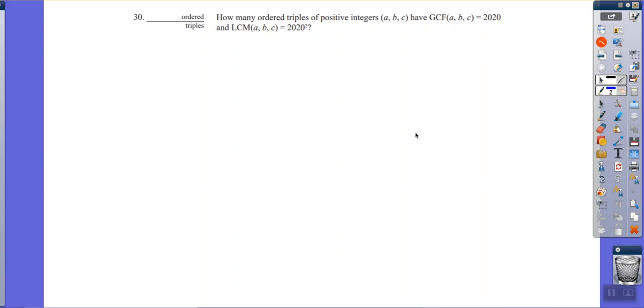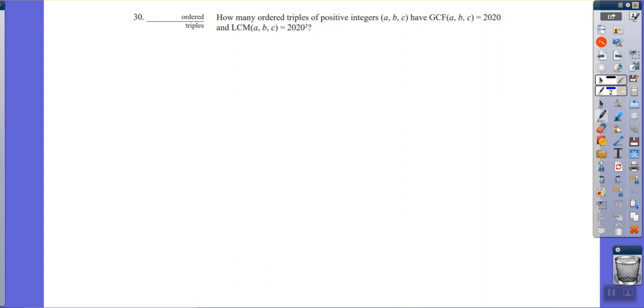Now, an ordered triple is simply saying we have three numbers and the order that each of the numbers is in matters. So if we have 1, 2, and 3, that's different than 3, 2, 1. All right, that's not too bad to understand. And then we're looking at greatest common factors and least common multiples. Well, to do least common multiples and greatest common factors, we are definitely talking about prime factorization.